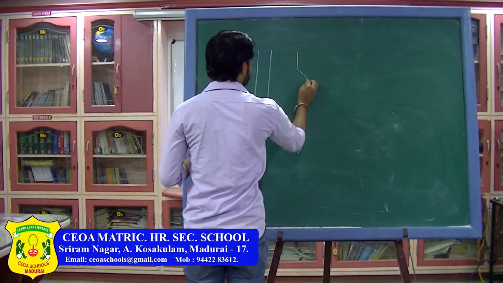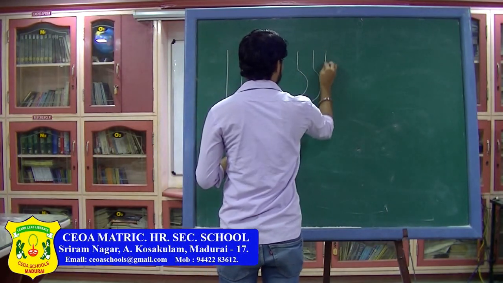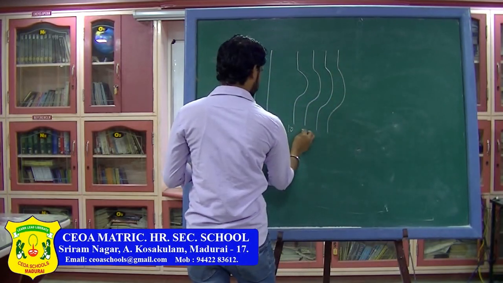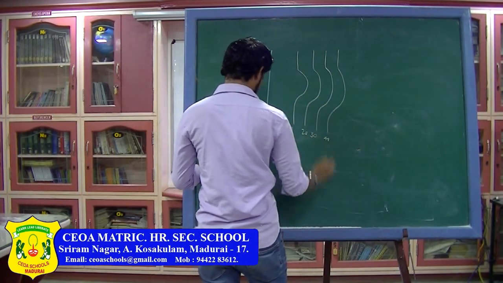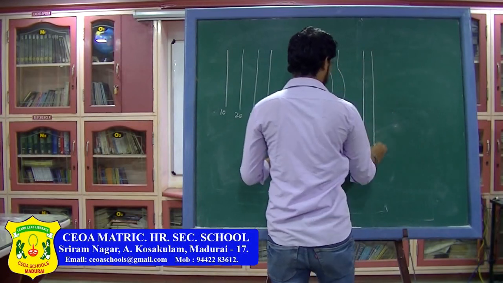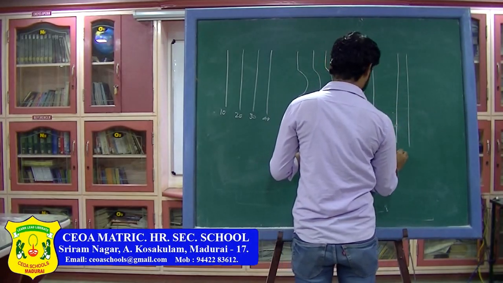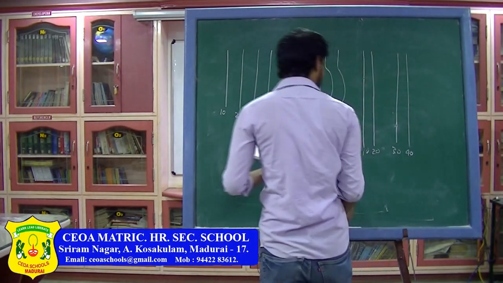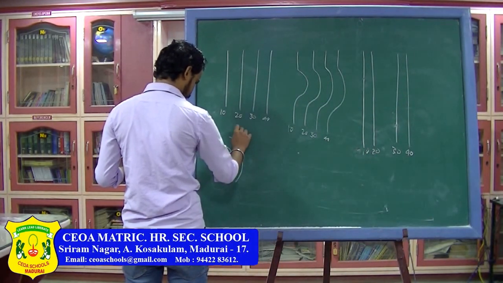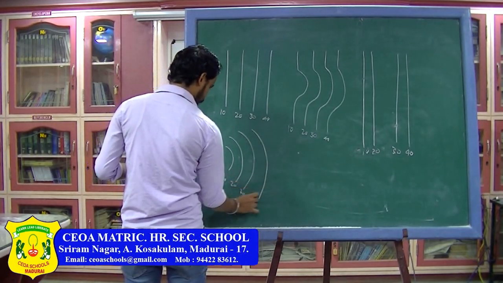The second kind of equipotential surfaces are given like this. This is 10, this is 20, this is 30, and this is 40. Similarly, here equipotential surfaces are given like this. This is 10, 20, 30, and 40. And finally, equipotential surfaces like this, 10, 20, 30, and 40.